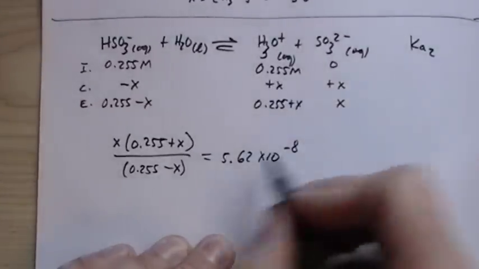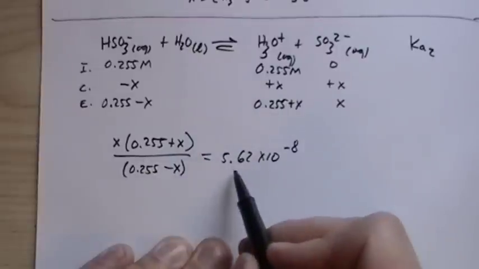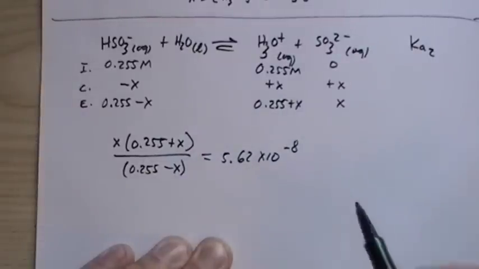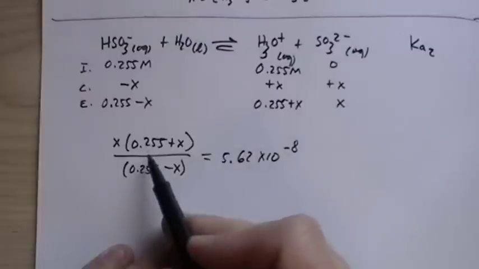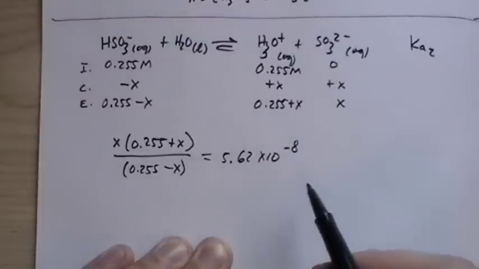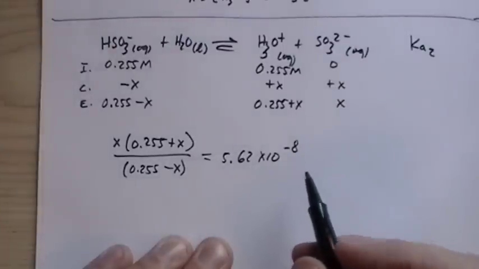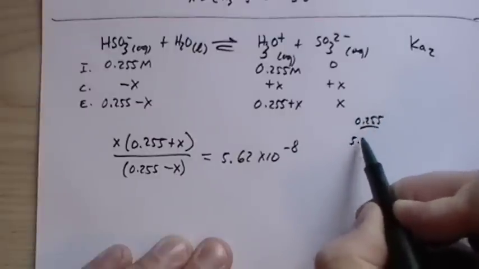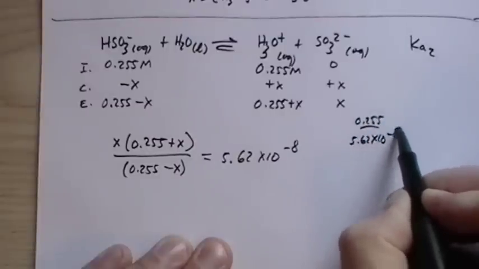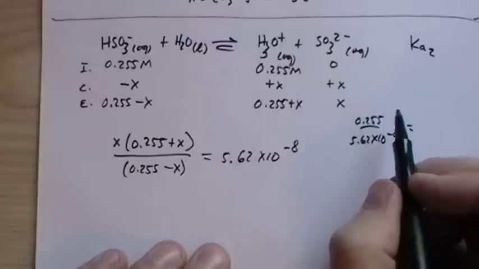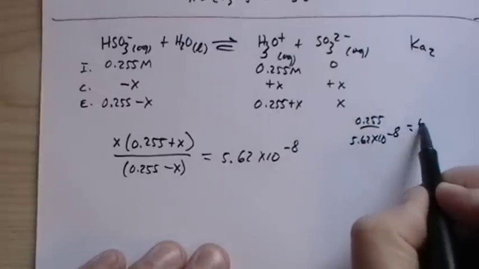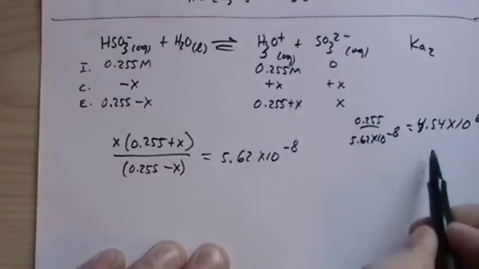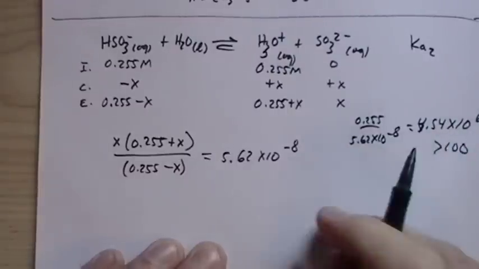Now we can do this out, but you can see that 0.255 is going to be divided by 5.62 times 10 to the minus 8 to test for the approximation. That's about 10 to the minus 1 divided by 10 to the minus 8, so absolutely it's going to hold, but let's just check. 0.255 divided by 5.62 times 10 to the minus 8 is equal to 4.54 times 10 to the 6th, which is greater than 100, so the approximation will hold.